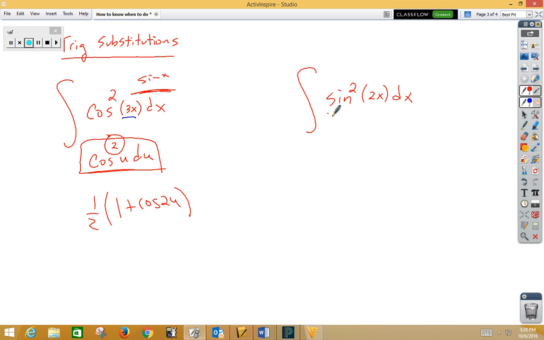Again, on this side, our key substitution is for sine squared u, which is 1/2 times 1 minus cosine 2u. So again, remember, to get rid of the square, you need to use this trig substitution.